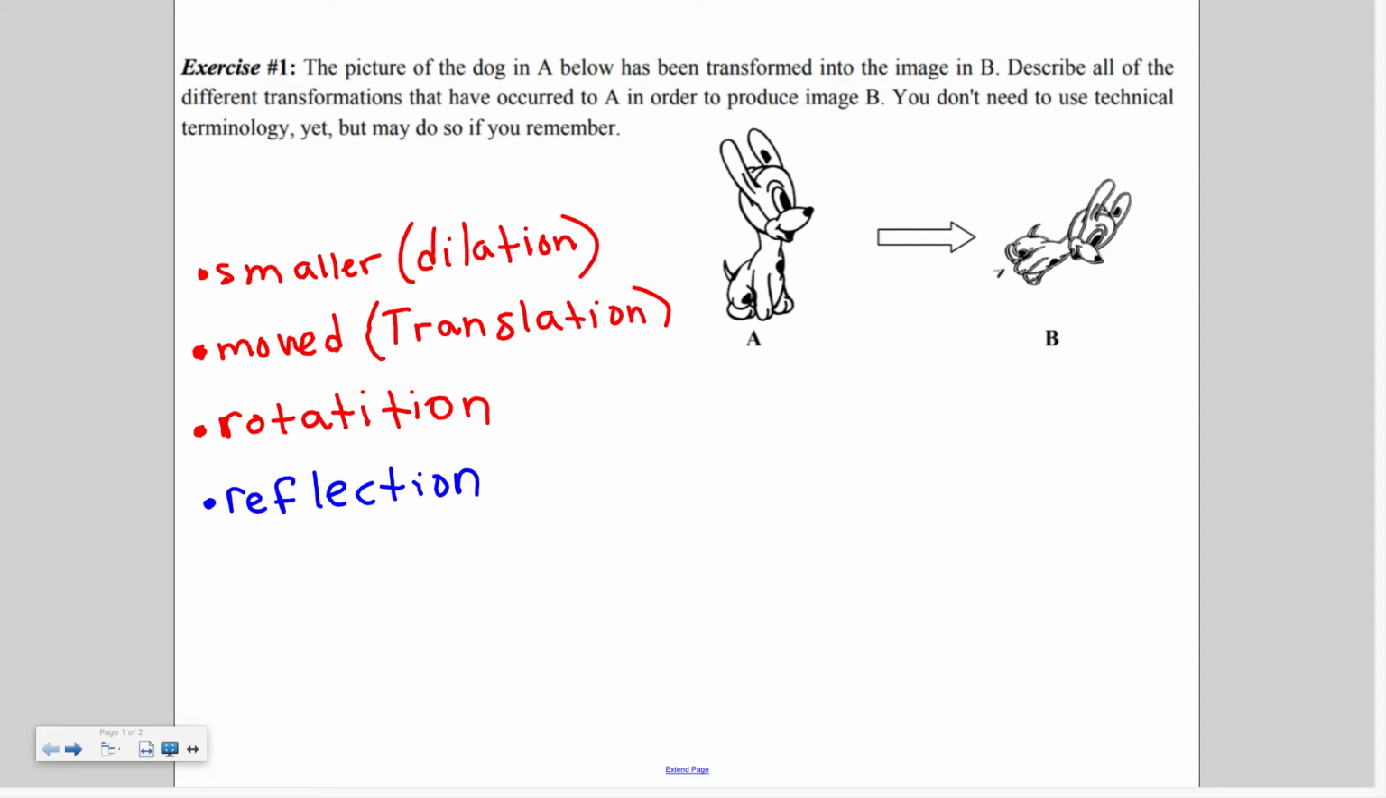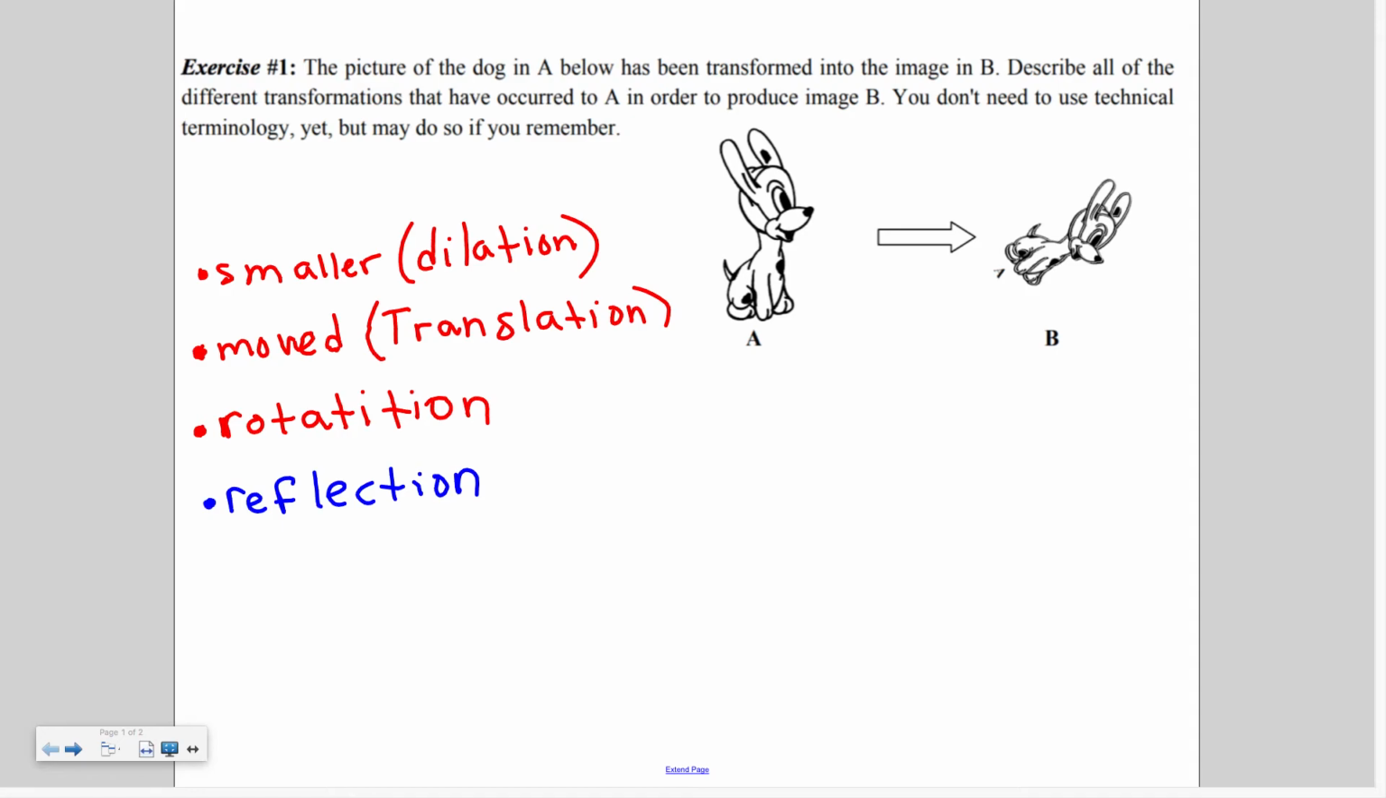Now, three of these are called rigid motions. I want you at home to try and identify which are the rigid motions. If you need to look up the word rigid, look up the word rigid motion and see what happens. So identify what the rigid motions are here.